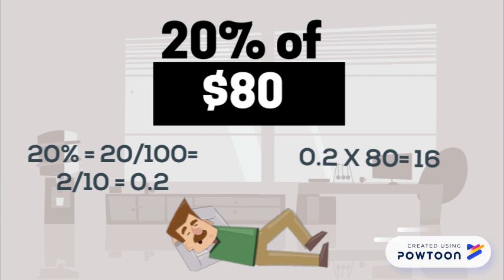So now that we know that 20% is actually equal to 0.2, we take that 0.2 and multiply it by the 80. And what we get is 0.2 times 80 is actually equal to 16. And that's your answer. 20% of 80 is 16. Simple enough, right?